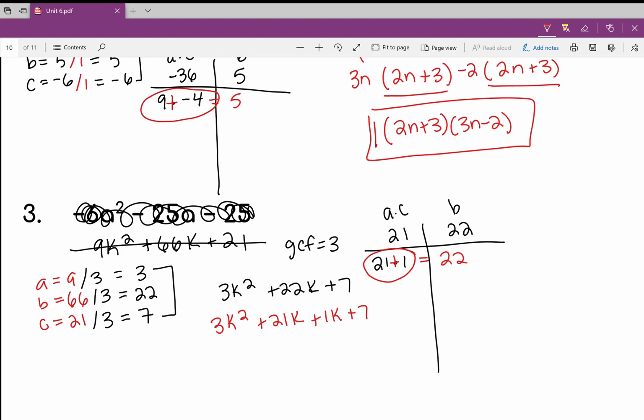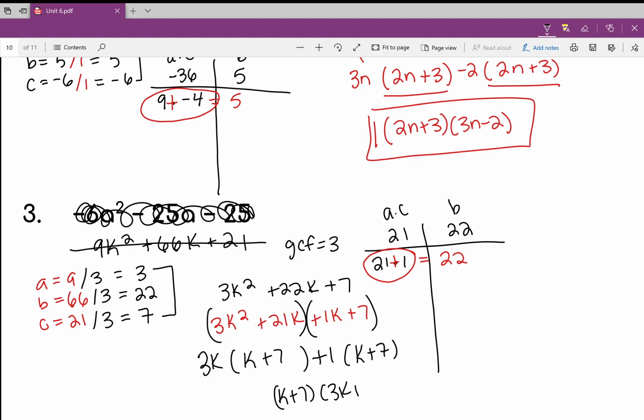Okay, now I'm going to put them in parentheses and start taking out the GCF from each one. So in this first one, I can take out a 3k, and I'm left with k plus 7, right? Because if I take out a 3k from each of these, 3 divided by 3, I just get k. 21 divided by 3, I get 7. K's cancel out. From this one, it doesn't look like I can take out a GCF for any of them, so I'm just going to assume I'm just taking out a 1. So if I take out a 1, nothing changes. I'm still left with k plus 7. So that means my answer is k plus 7 from the parentheses and 3k plus 1.